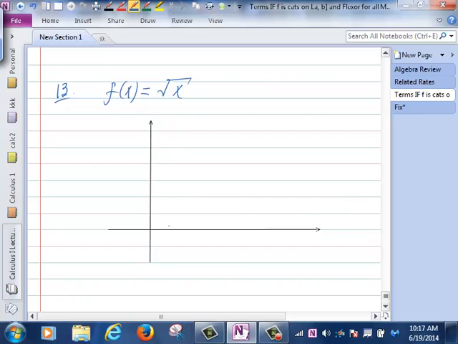Okay, the graph of this function, well, let's say when x is 1, this is 1. When x is, so this is 1, 2, 3, and 4. When x is 4, the value of the function is 2. So the graph is, let's say that's how the graph looks like. This is the graph of root x.